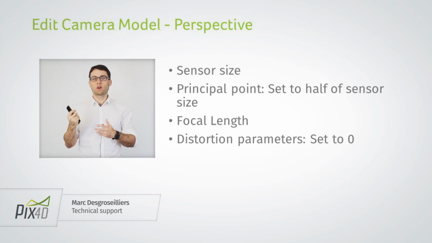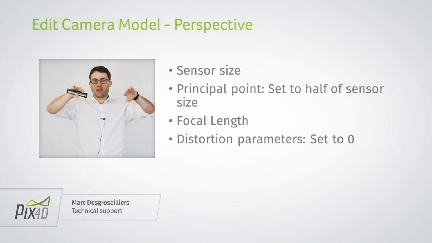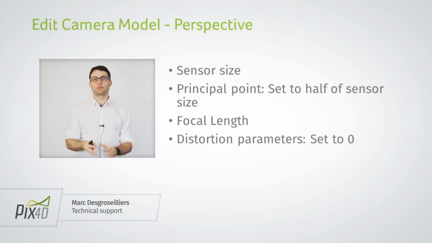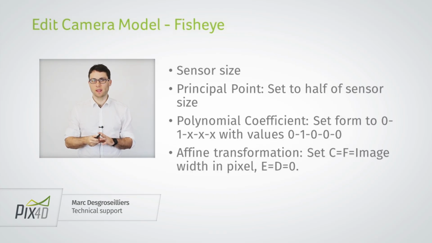If you choose the wrong focal length, then typically what will happen is that your model will have a banana shape, so it will be curved either up like this or down. So really important to choose the correct focal length. Then the final parameters are the distortion parameters, which you want to set to 0 because you're creating a new camera model.